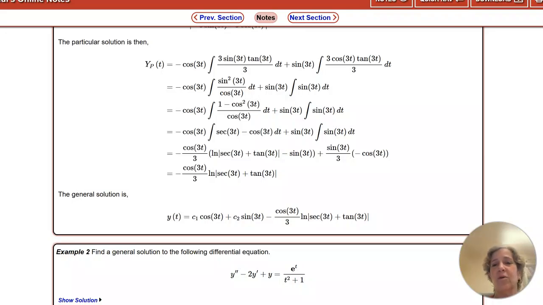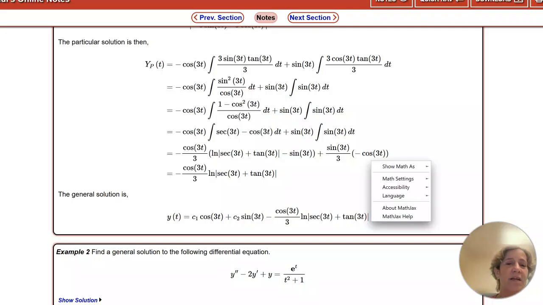And then they already took the antiderivative of cosine, which is sine, right? When I distributed this, cosine squared divided by cosine is cosine. The antiderivative of negative cosine is negative sine. And then here the antiderivative of sine is negative cosine. Simplifying everything, we get this beautiful expression.